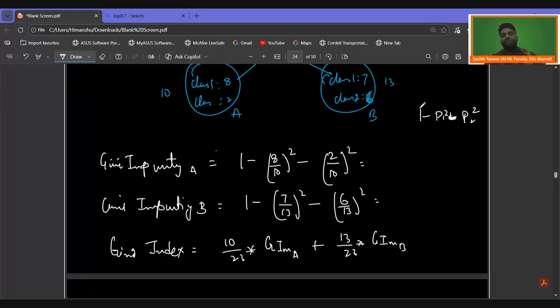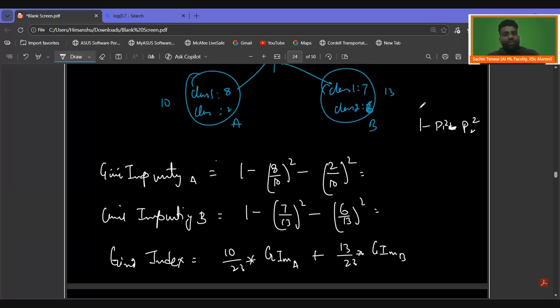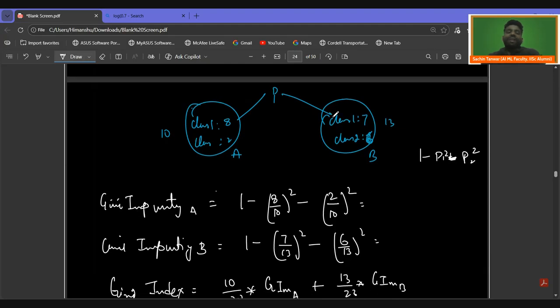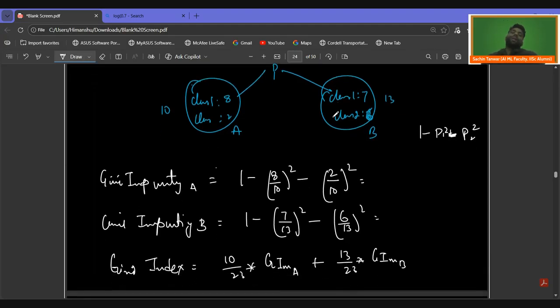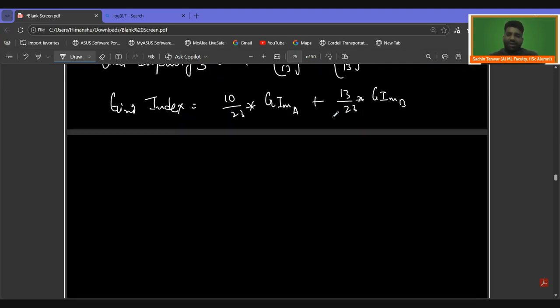So I would like to use that particular feature for splitting which will give me the least Gini index. That means it will reduce the impurity the most. Whichever split gives me the least Gini index, we would like to go by that. So these two are clear, I guess.